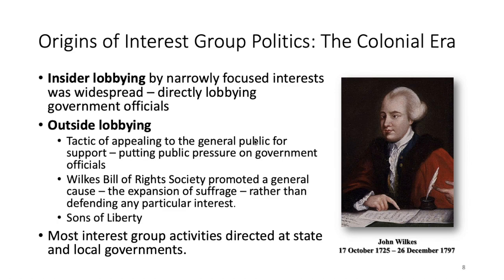Now, outsider lobbying, also done today and still effective, is the tactic of appealing to the general public for support. Instead of going to the government and saying, hey, vote like this, you're going to the people and saying, hey, the government should vote like this. And so the public then puts pressure on government officials. We saw different groups do that, and we still see groups do that today. But this is the colonial era, so most interest group activities were directed at state and local governments because those had the biggest influence on them.